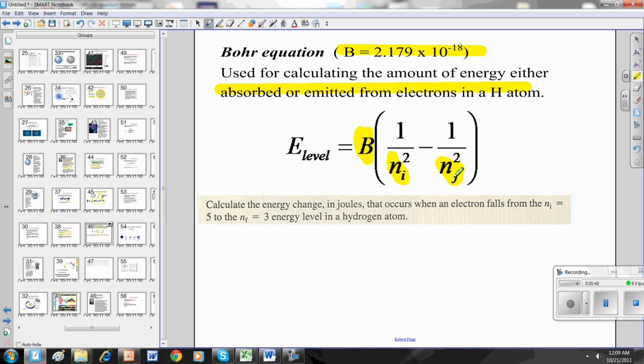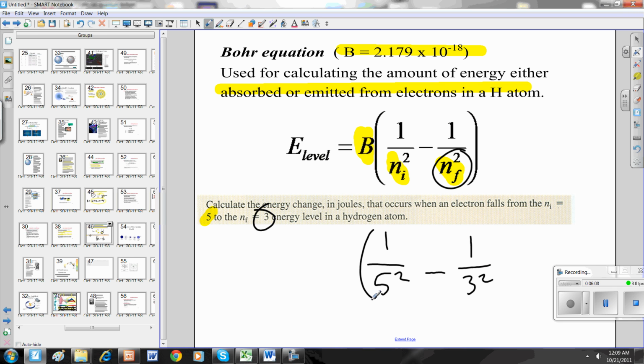So if an electron falls from the 5 to the 3, 5 is the initial, so I'd plug in a value here. I'd basically say 1 over 5 squared minus the final value, the third energy level, 1 over 3 squared, put it in parentheses there, multiply that times 2.179 times 10 to the negative 18th, and you get the value for the change in the energy level. We'll give you a second to do that calculation.